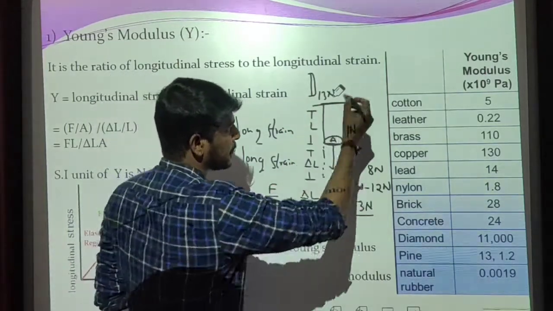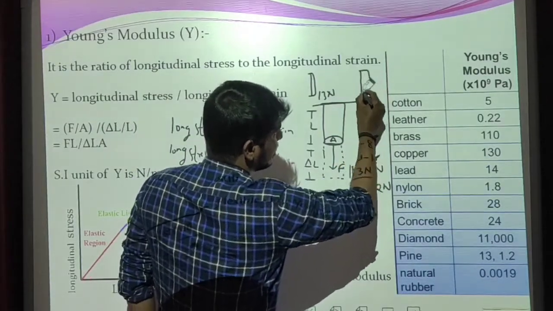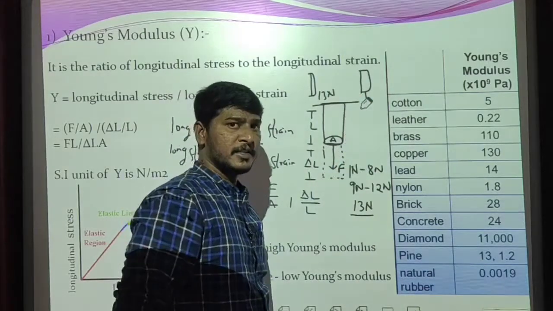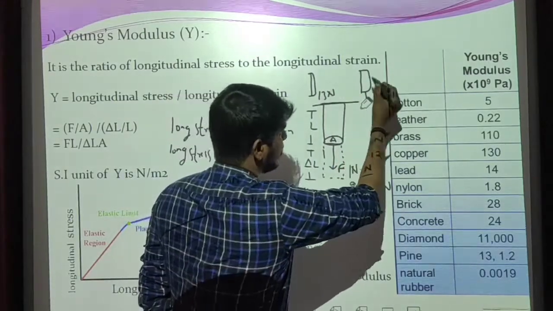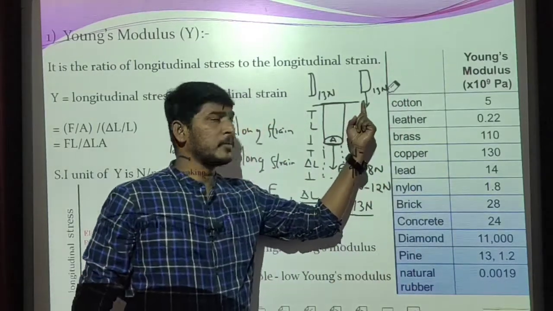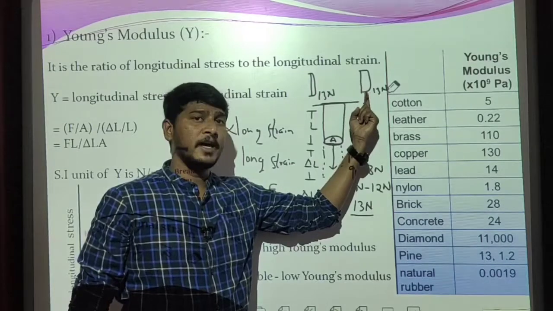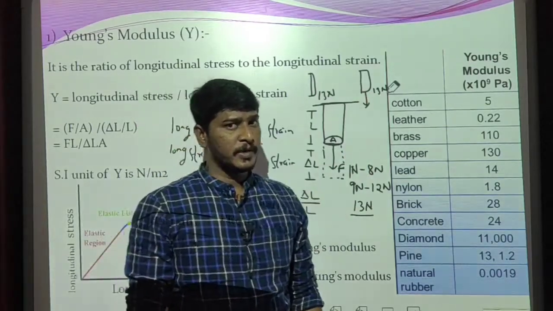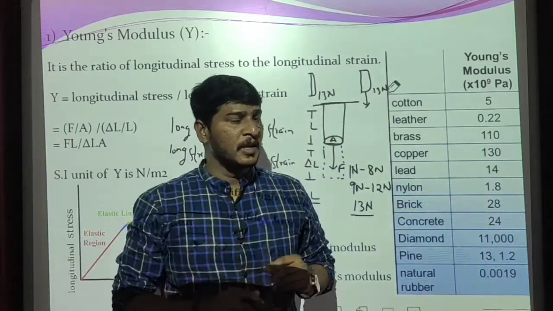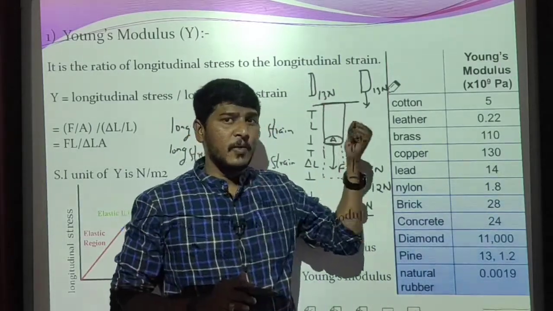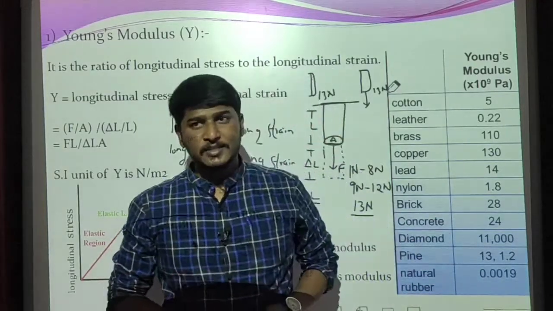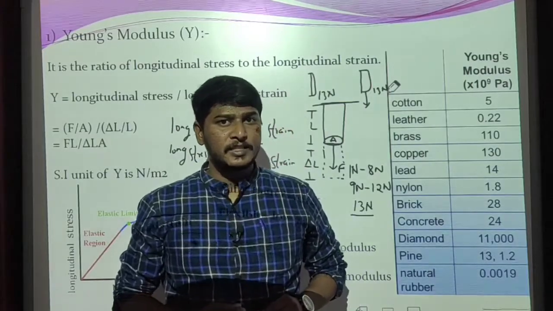Let us suppose I take steel and apply normal force on the area of this steel. I apply the same 30 Newton force. Then this steel is not going to break because it has a high Young's modulus. So the greater the Young's modulus, the stiffer the material, and materials having low Young's modulus are flexible. Okay, now let us see the next type of elastic moduli.